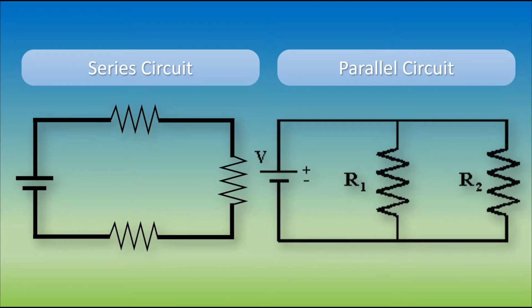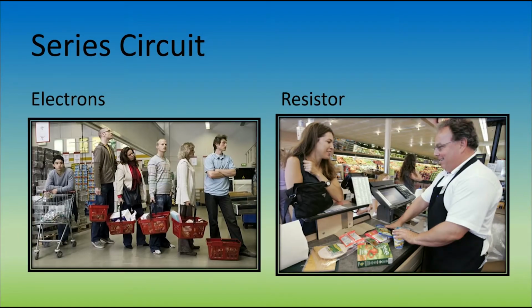A parallel circuit has components that are not one after another and are instead found in multiple branches or pathways of the circuit. We can think of a series circuit as a line of customers in a grocery store with one checkout. The customers are electrons, and the checkout is the resistor. Because there is only one checkout, there is only one path that the customers can take, and so the customers move slowly. This is similar to how the electrons in a series circuit flow slowly because there is only one path for them to take.